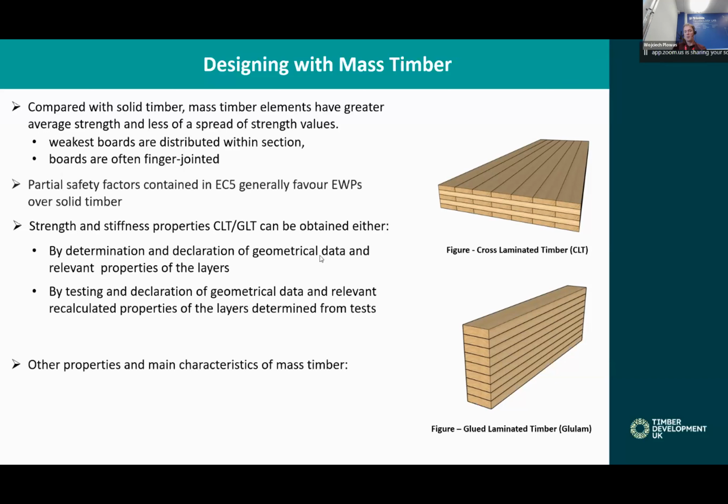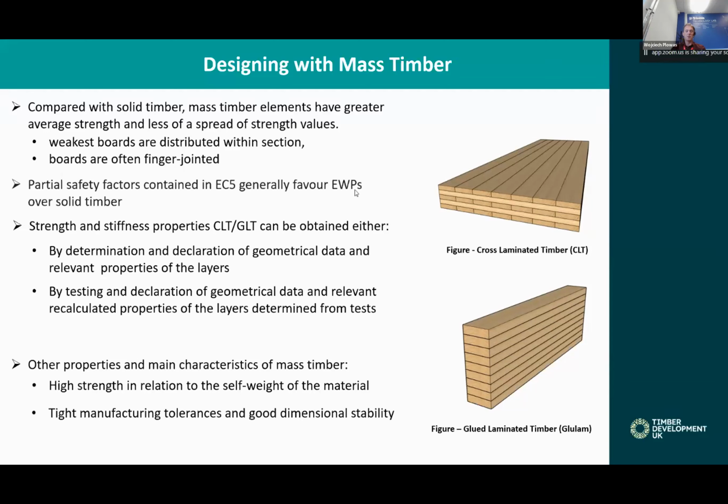Other relevant characteristics of mass timber systems include that they have relatively high strength in relation to the self-weight. Tight manufacturing tolerances mean they have good dimensional stability. I believe Kelly mentioned that. And this has an impact on the effectiveness of the construction process. It can go faster, so there are fewer problems on site. And that opens up the possibilities for prefabrication of buildings.